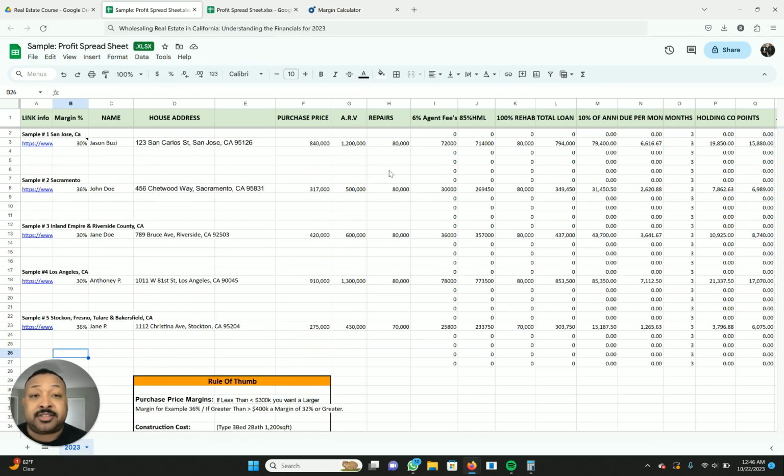If an investor or a rehabber tells you, instead of it being 80,000, it's going to be 50,000, you could just come over here and start plugging in numbers, and you could see what your end buyer is looking at.